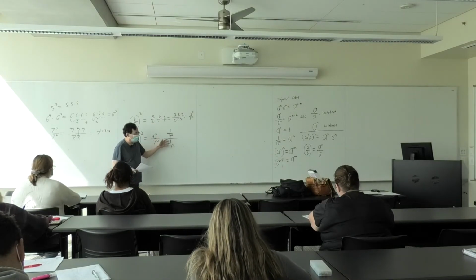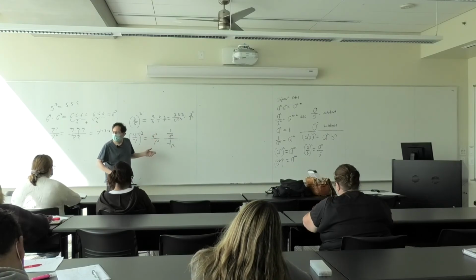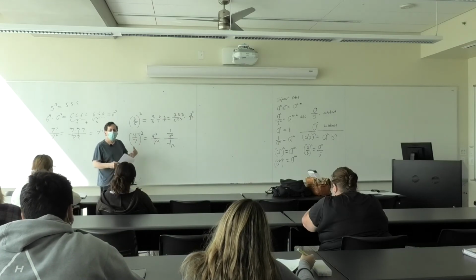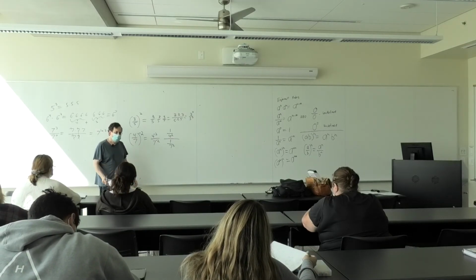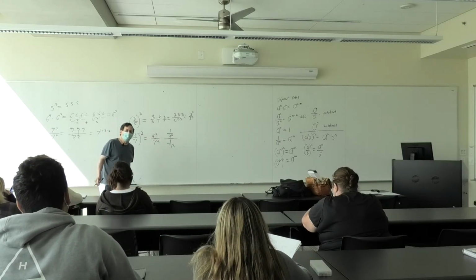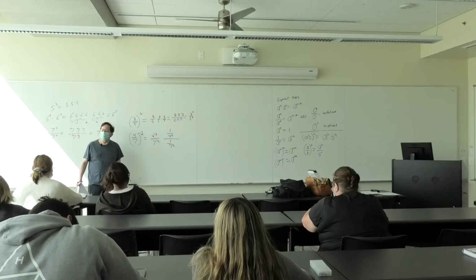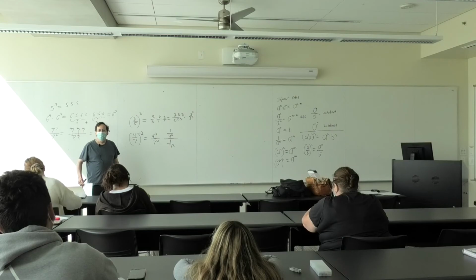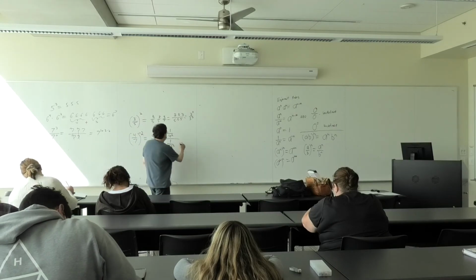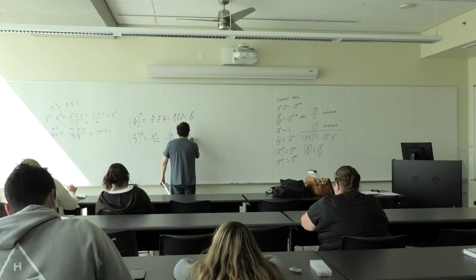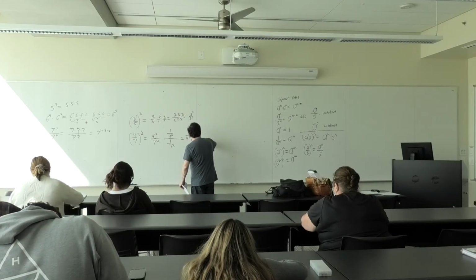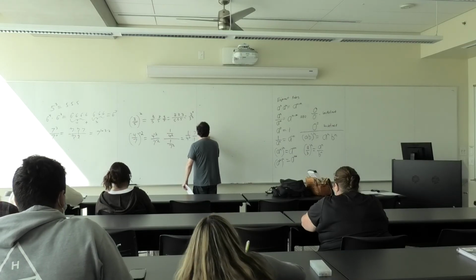Well, now I have a fraction dividing a fraction. I think we talked about that last week. What do we do when we want to divide a fraction by a fraction? Don't all raise your hands at once. How do we divide a fraction by a fraction? You flip it, you get the reciprocal, and you multiply. Well, that's 7 squared over 4 squared.